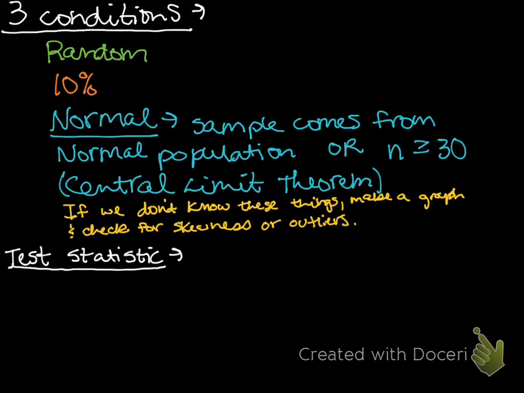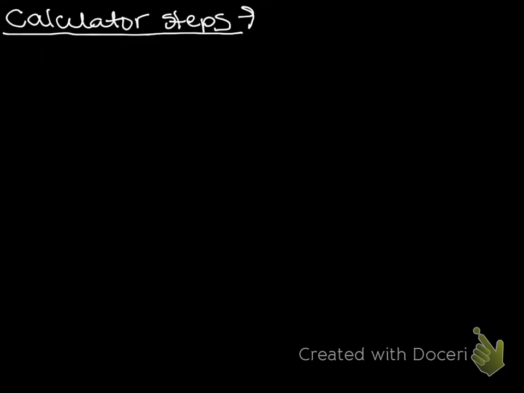All right, what is the test statistic for this test? It's a t statistic, and it's t equals x bar minus mu over s sub x divided by the square root of n, okay? All right, the calculator steps.